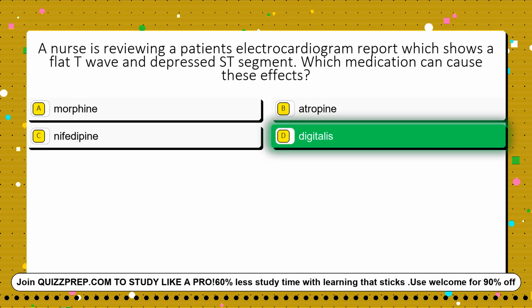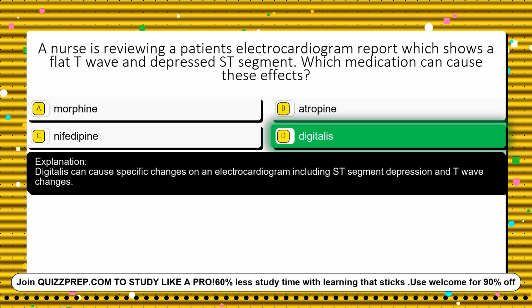The correct answer is option D, digitalis. Digitalis can cause specific changes on an electrocardiogram including ST segment depression and T wave changes.